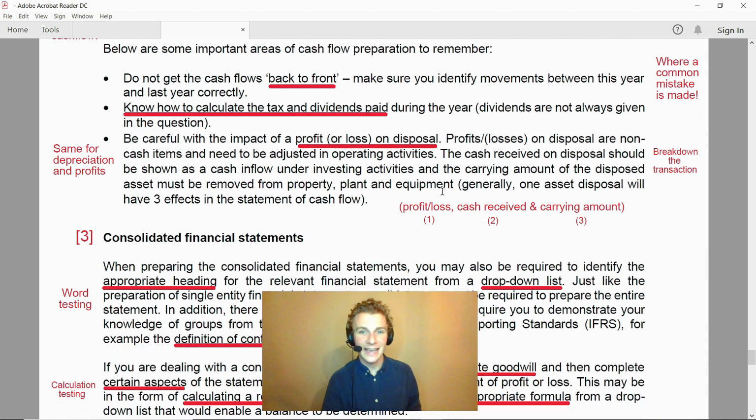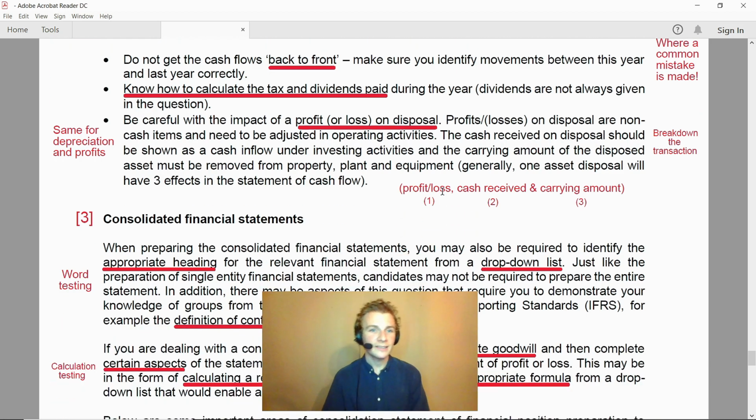It'll get tested again. We've got to actually know how to calculate tax and dividends paid within the actual cash flow statement. So the external examiner, again, is being specific. Tax and dividends, cash flow statement. Have a look at some past paper questions. Make sure you're comfortable on it, because they've directly highlighted it in only 3 bullet points.